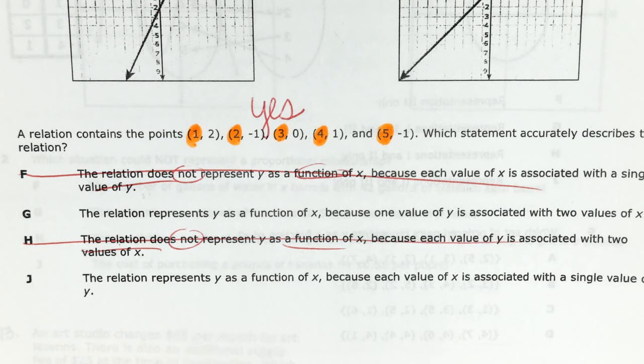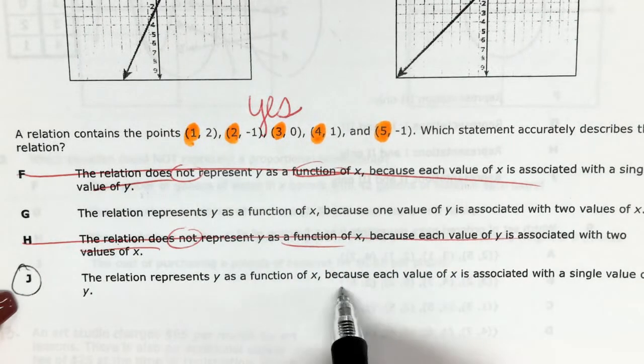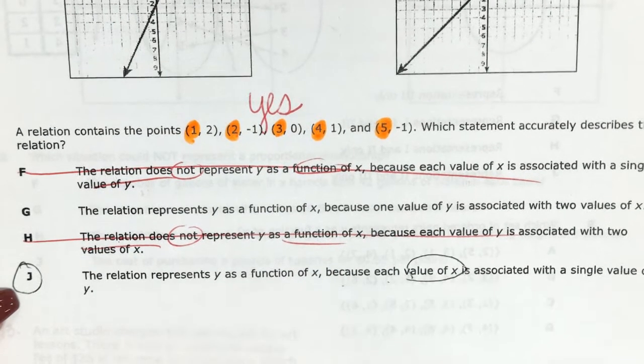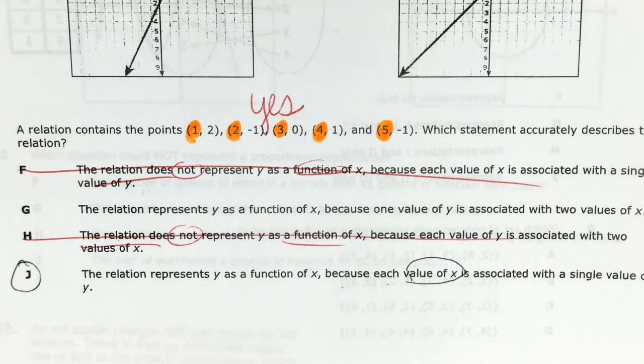But what did I tell y'all? A function is a function if every input has exactly one output. If every X has exactly one Y. What do we only care about? The inputs, the X's. Which one says that? J. J says because each value of X, it's always based on X. So if it says because X, that's your answer. What if it said because of every input? Input means X, right? All right, turn the page.